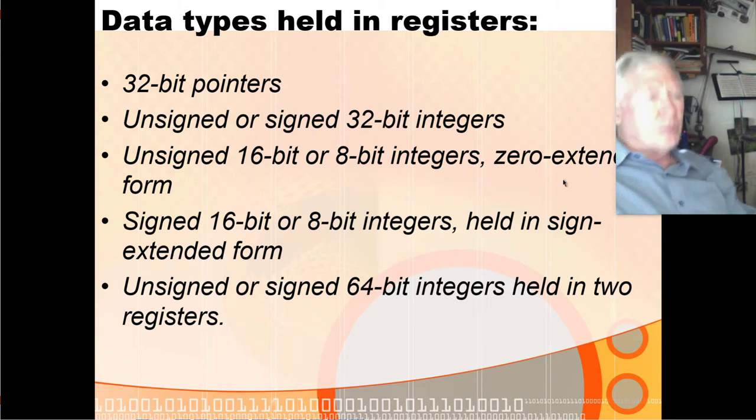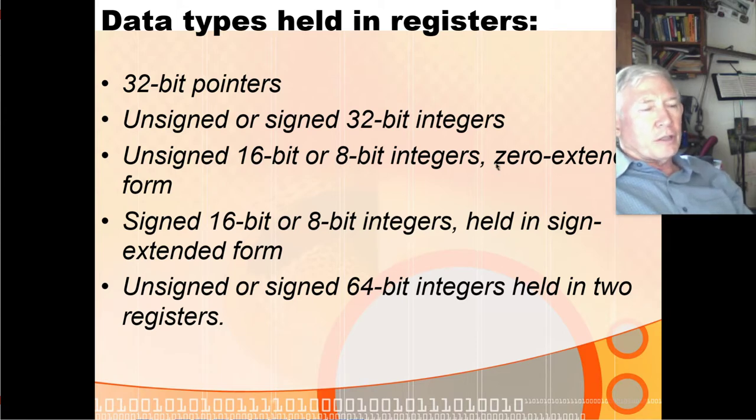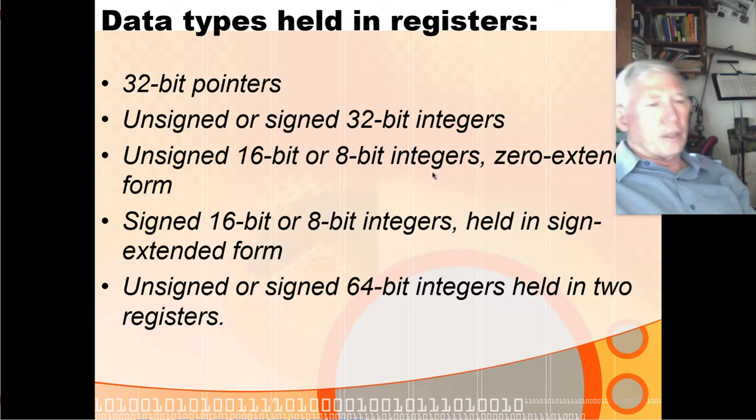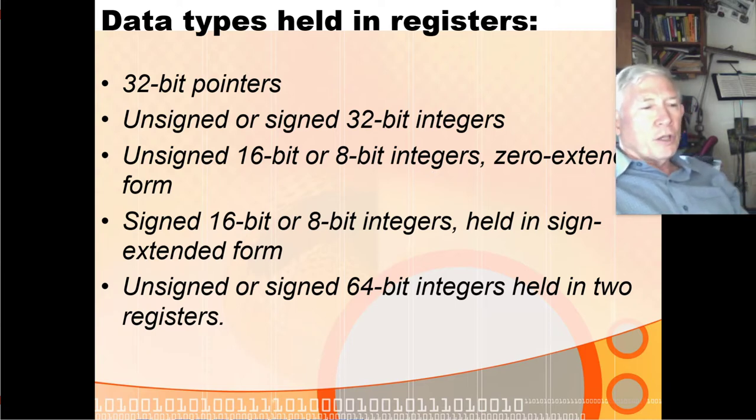Now, what that means is you have 32-bit registers, so you have to do something with the empty space. They're always right justified, so they're slid down to the right side of the register. But what about an 8-bit integer? You have 24 bits in the upper part of the register that are basically not being used. So what do you have to put there? Well, typically you zero extend for unsigned, and for signed you do sign extend. And then you can have unsigned or signed 64-bit integers held in two separate registers.